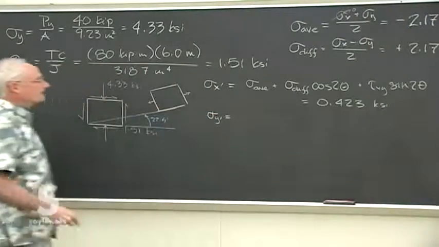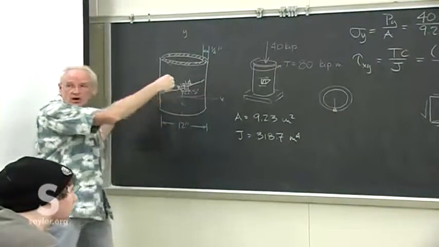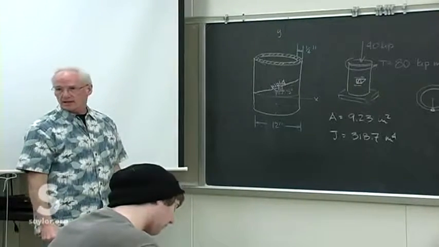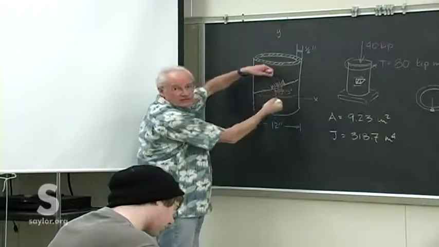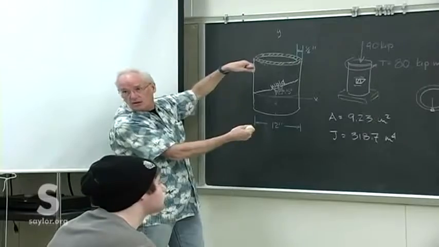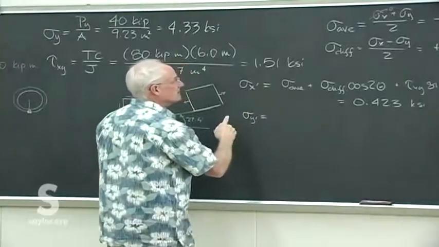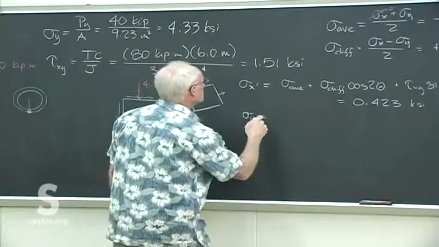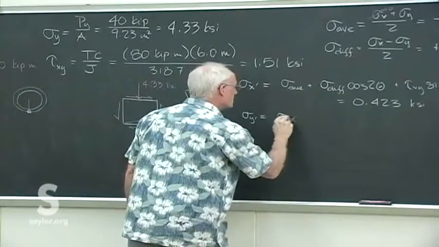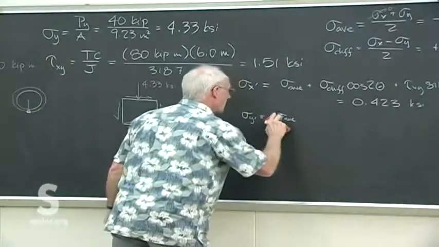Sigma y prime. That, remember, is a normal stress along the length of the weld, which is not really the direction you worry about a weld failing. You're more worried about it failing because of normal stresses transverse to the weld or shear stresses in the direction of the weld. So this one we didn't expect to be very important. It's not the direction we'd expect the weld to fail anyway. So we need to calculate the other pieces.